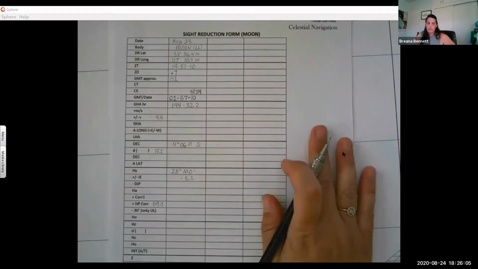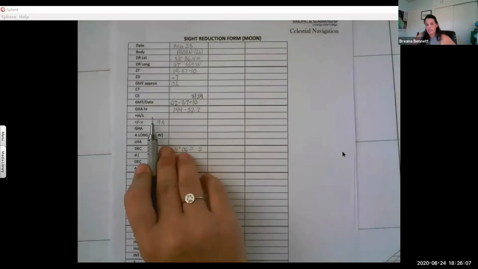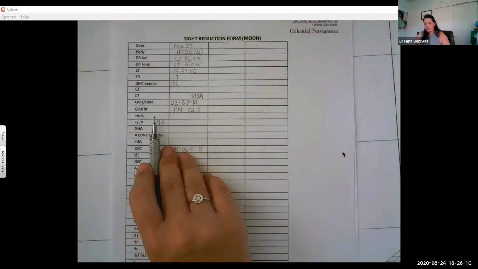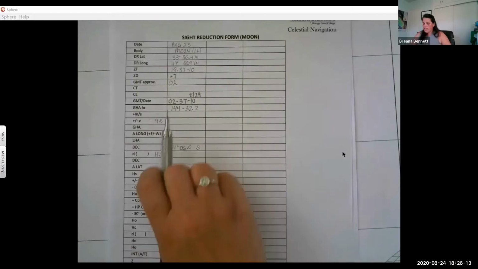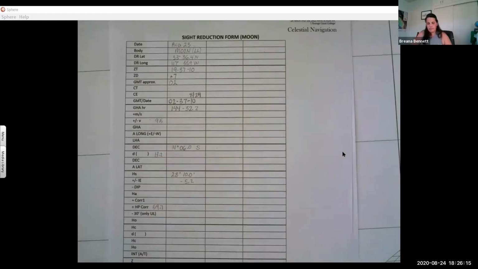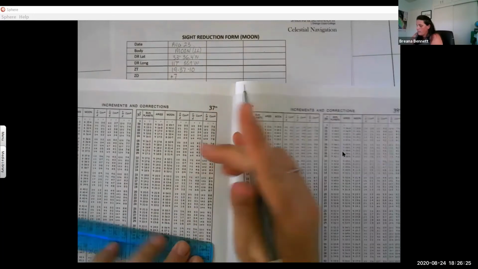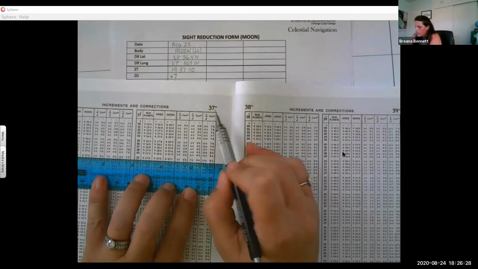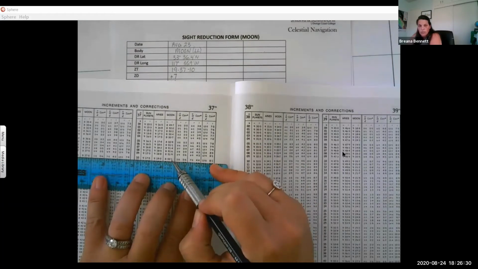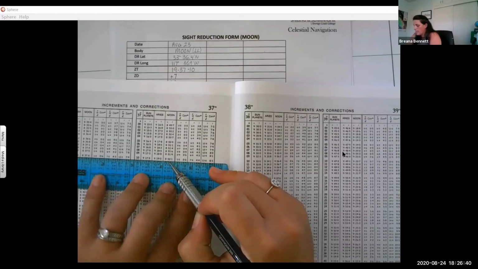Okay, so now I'm going to do my minutes and seconds. That's our increments. We were at 37:10. So for 37 minutes, 10 seconds, we're going to be on the moon, that third column over. The moon gives us 8 degrees, 52.1 seconds.